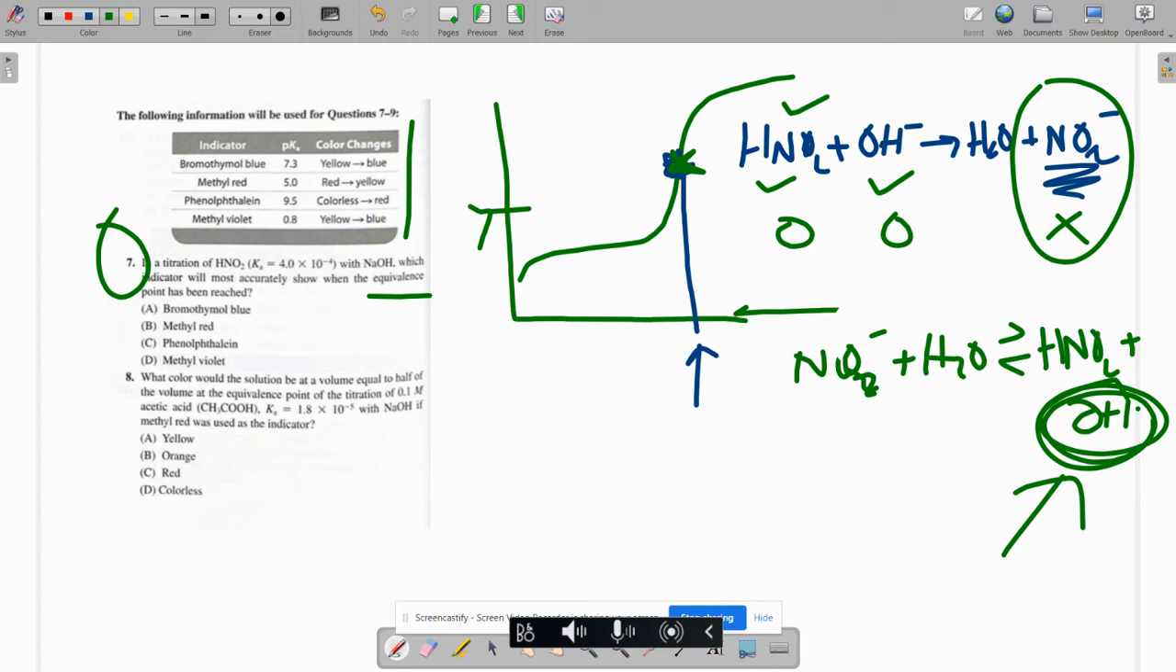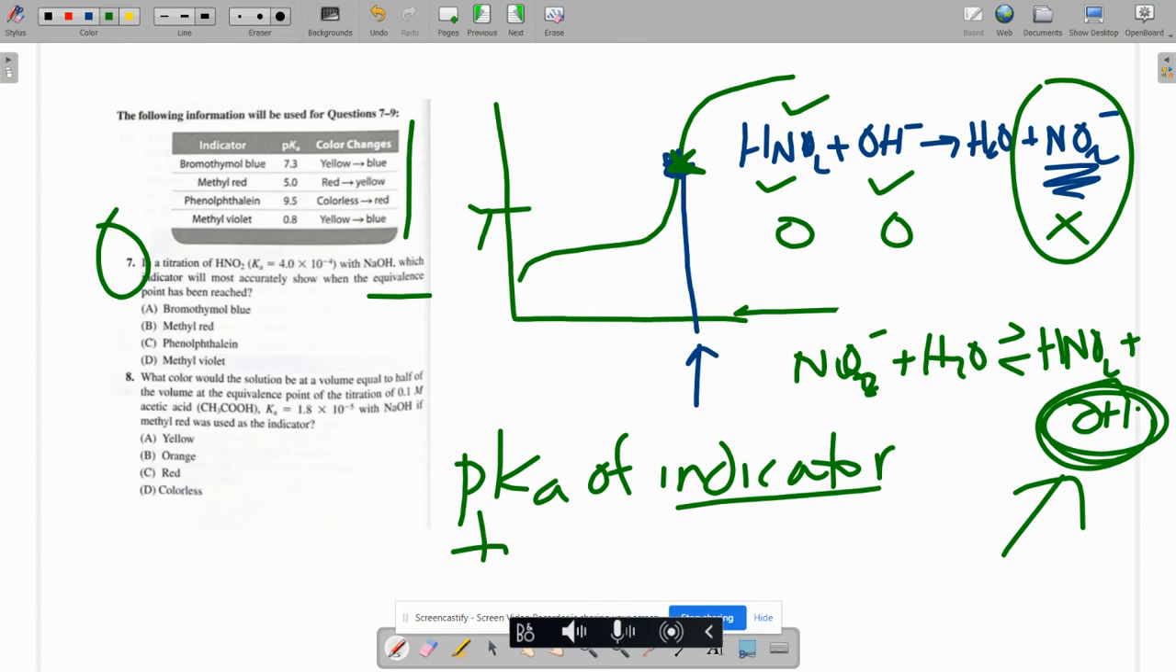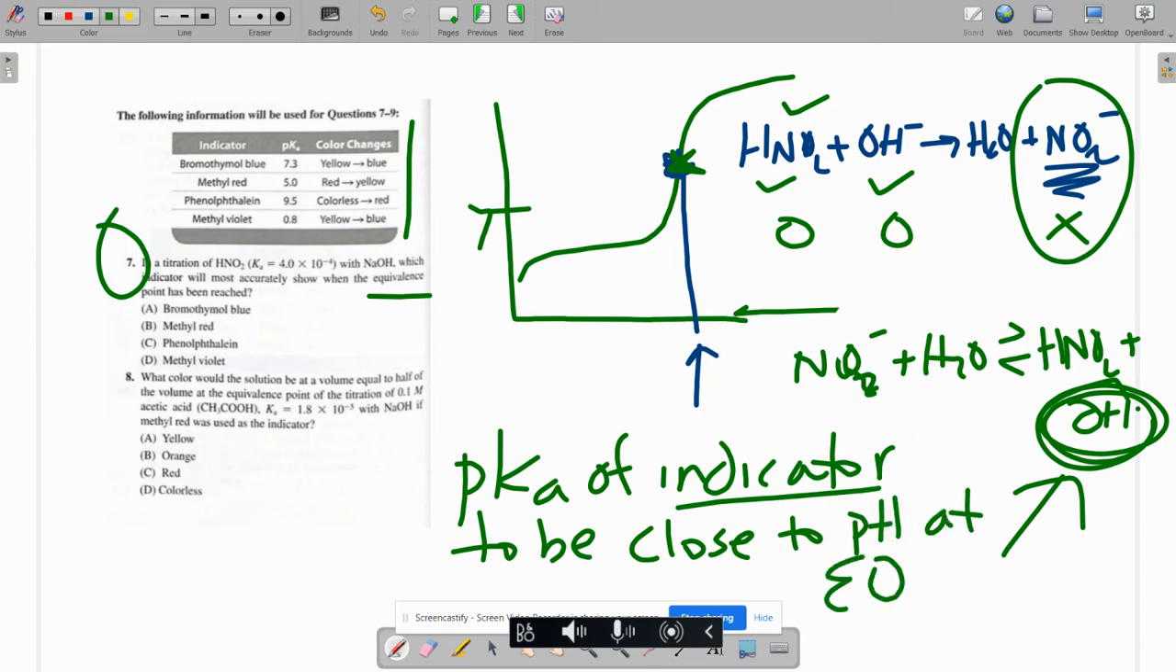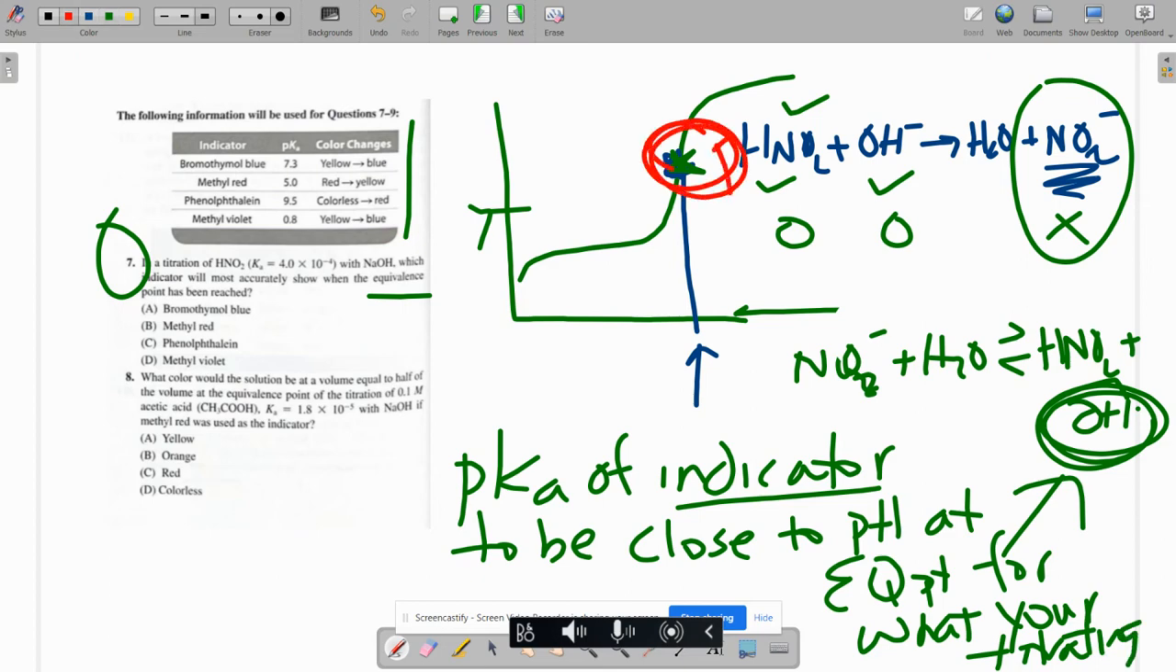Just to remember, the way that indicators work is that you want the pKa of the indicator to be as close as possible to the pH at the equivalence point for what you're titrating. So there you go. This one right here is basic, which means I need the pKa of my indicator to be basic.